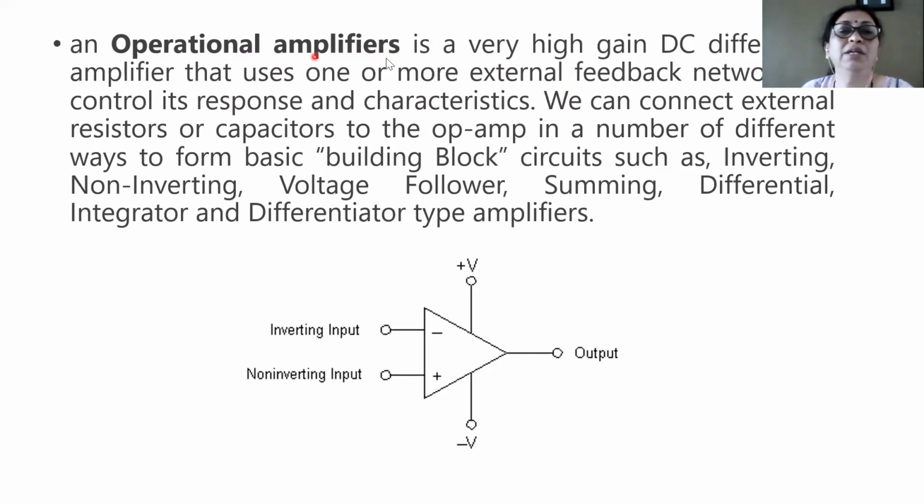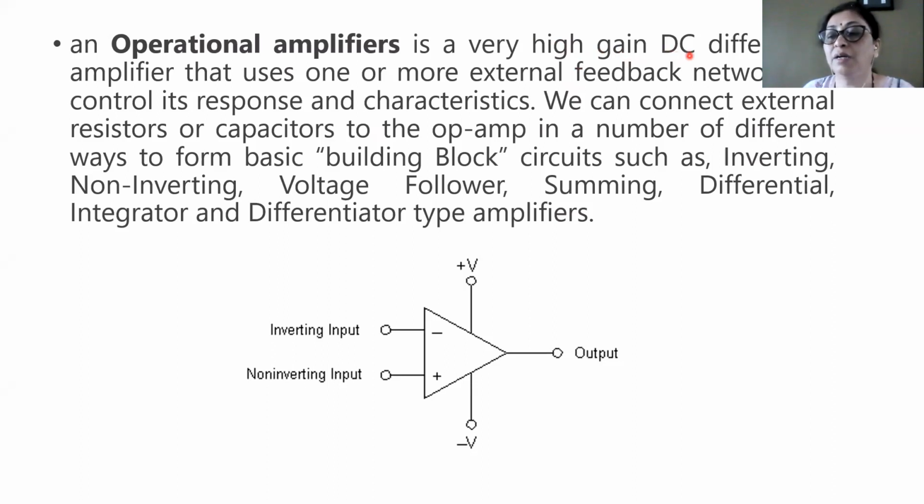Basically, this is a very high gain, directly coupled differential amplifier. So it has very high gain, voltage gain particularly. Voltage gain means output voltage divided by input voltage. The amount by which it increases the strength of the signal is called gain. Such a gain is very high in case of an operational amplifier.